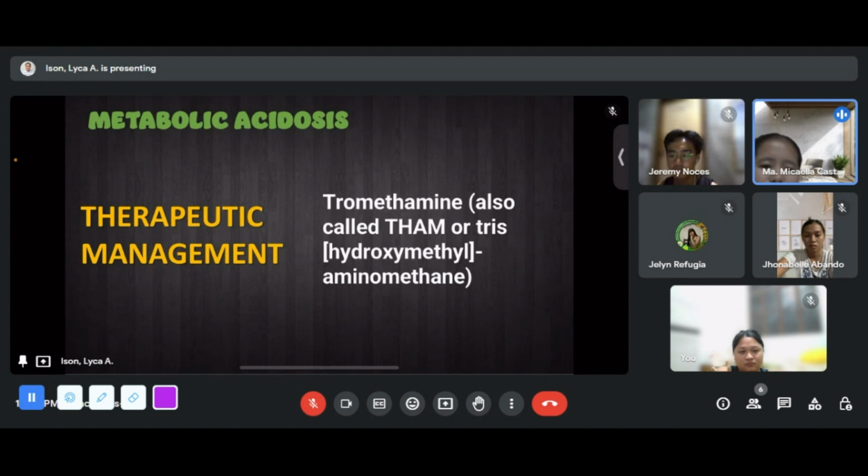So, yung therapeutic management, tromethamine, also called THAM or tris hydroxymethyl aminomethane. Ito ay is a buffer that can be used to treat acidosis when concerns exist regarding carbon dioxide accumulation from the metabolism of administered sodium bicarbonate.